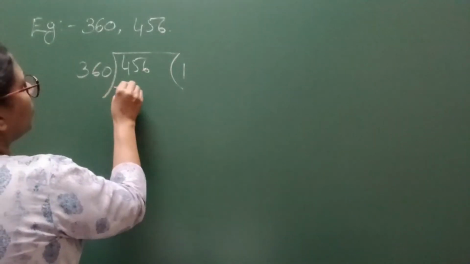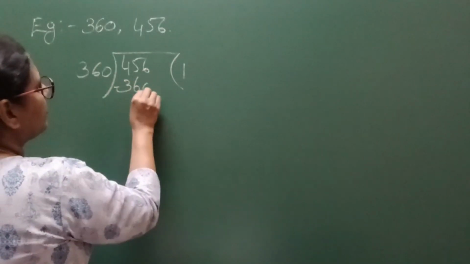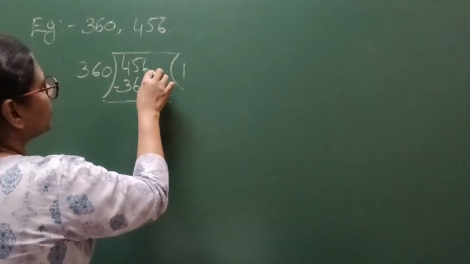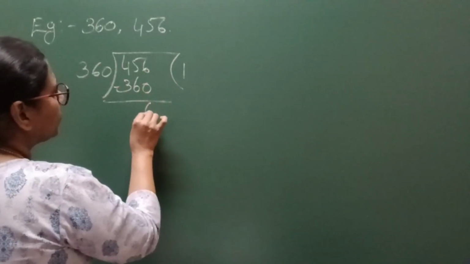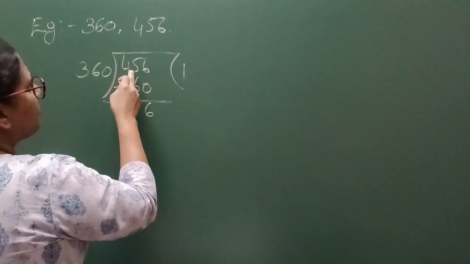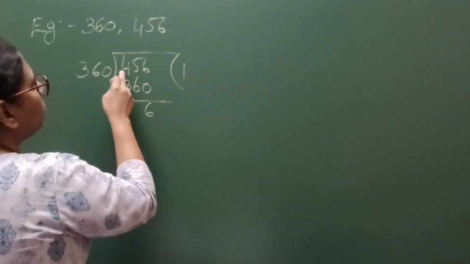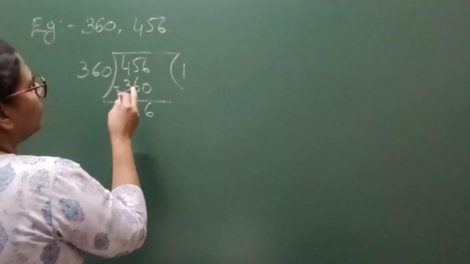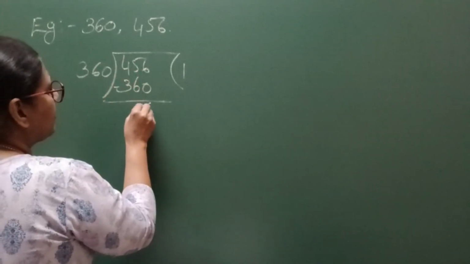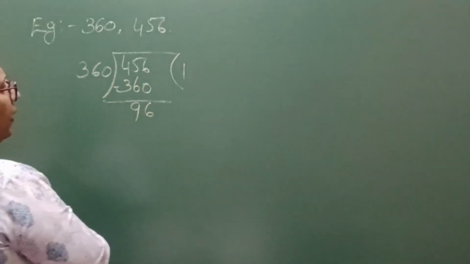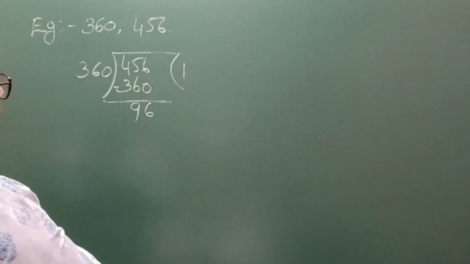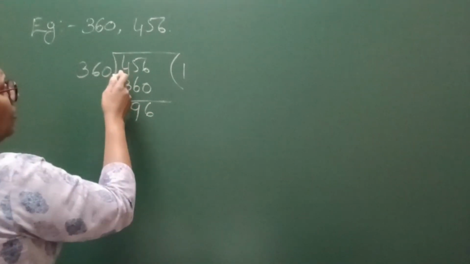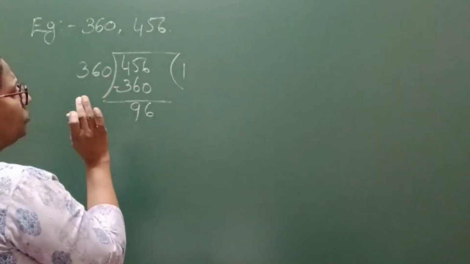So 360. 6 minus 0 is equal to 6. 5 is smaller than 6, so borrow from 4, make it 15. 15 minus 6 is equal to 9. Here remaining 3. 3 minus 3 is equal to 0.